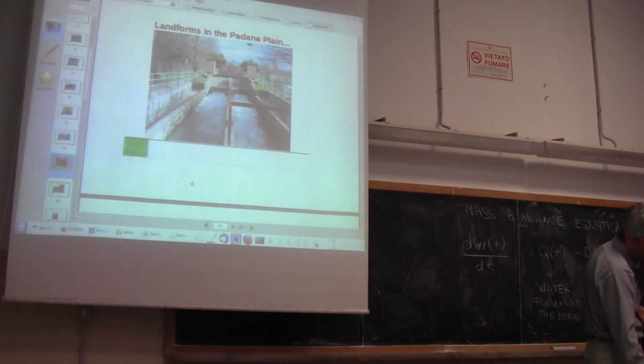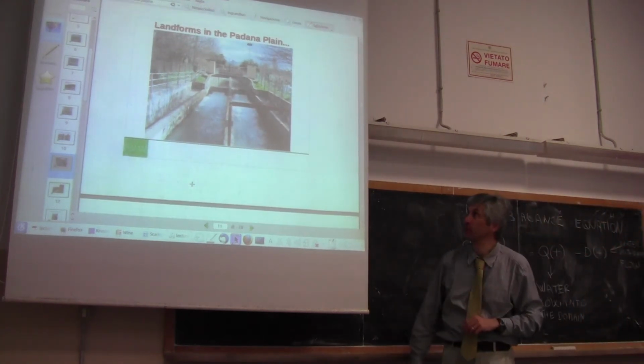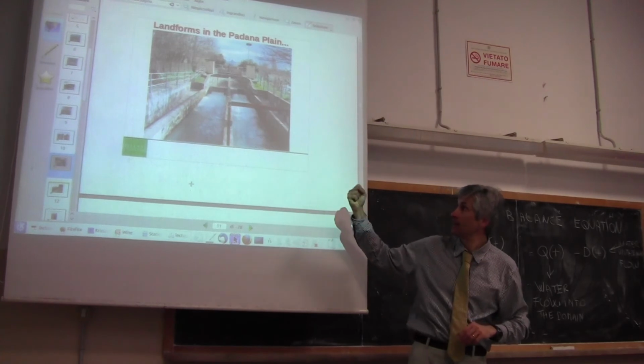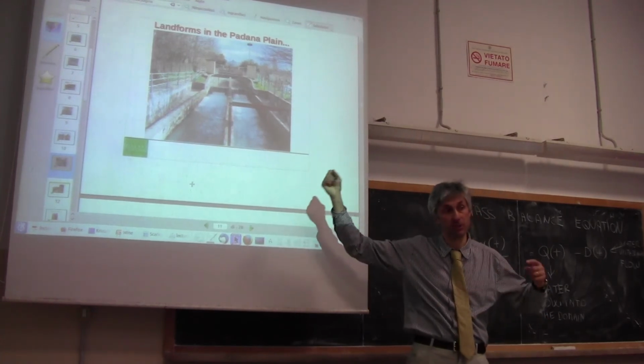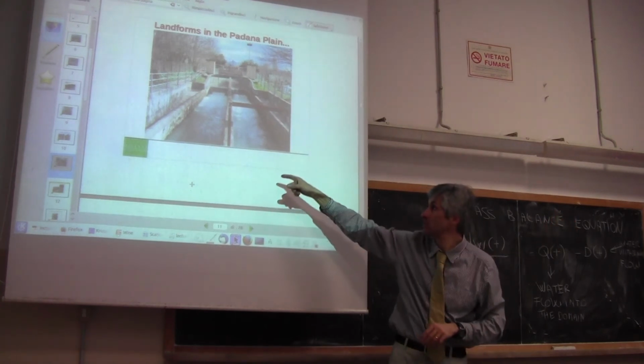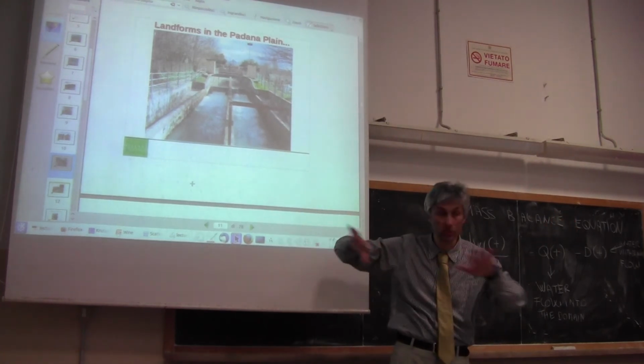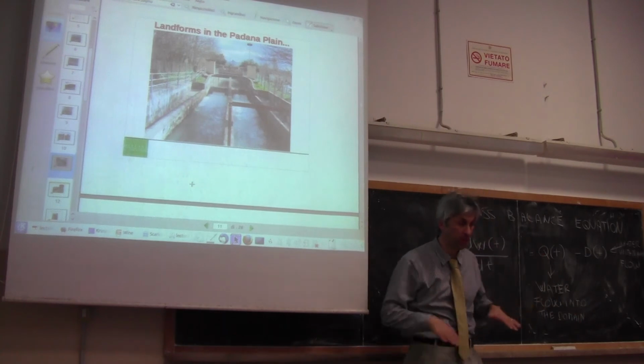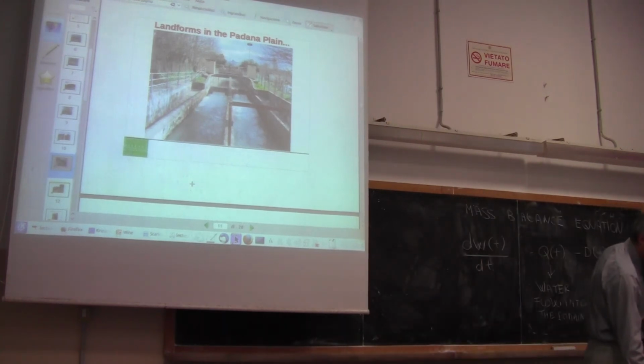Here is another picture of the partitor, of the partitioner. This is from downstream to upstream. The other picture was taken upstream to downstream, and this is the downstream part. You see two different canals. They deliver the same amount of water.